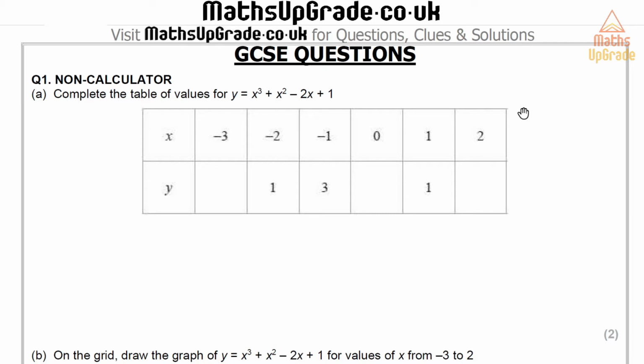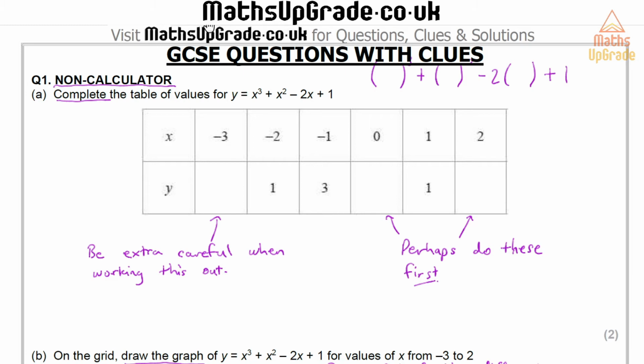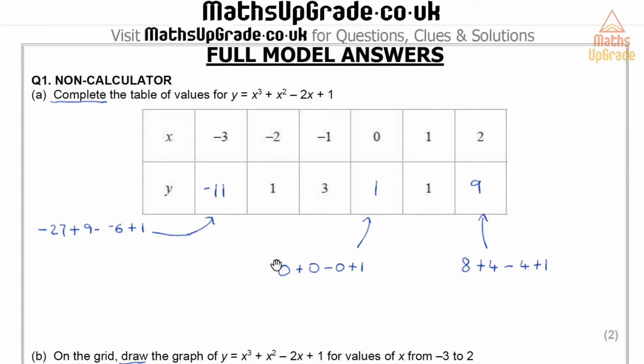For the first 2 marks, we need to complete the table of values for y equals x cubed plus x squared minus 2x plus 1. So with any table of values, always start with the 0 value and then do the positives and then do the negatives. So the 0 value here, when x is 0, y is going to be 0 cubed plus 0 squared minus 2 times 0 plus 1. So that would give us 0, add 0, minus 0, plus 1. That's an answer of 1.